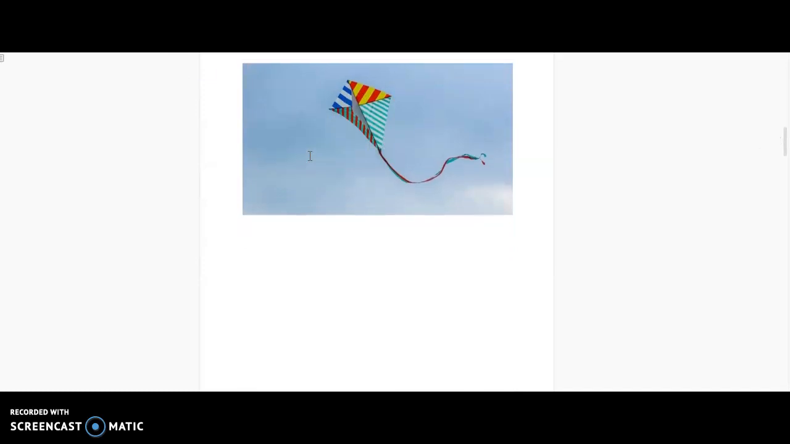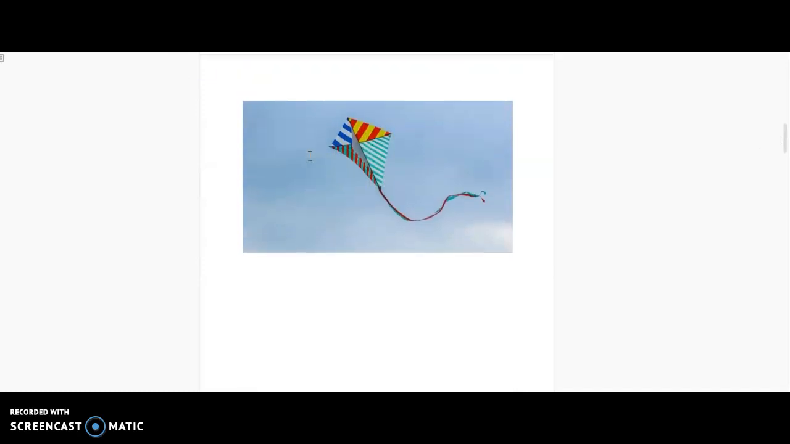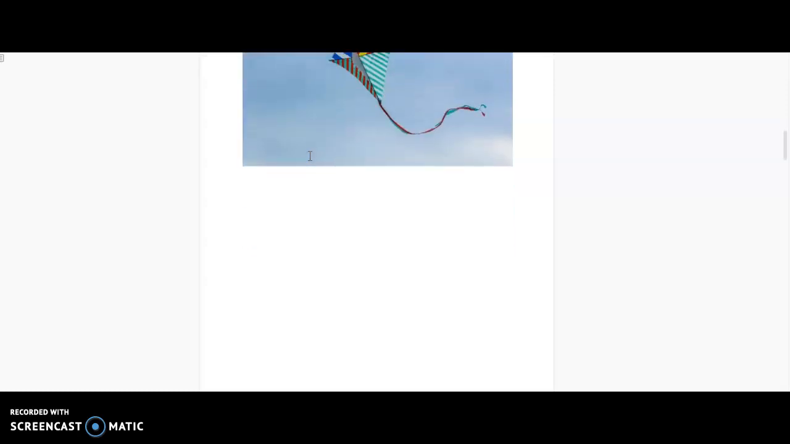Okay, our next word is the word kite. Kite. What's the middle sound in this word? Yes, the I sound. Good job. Okay, let's keep going.